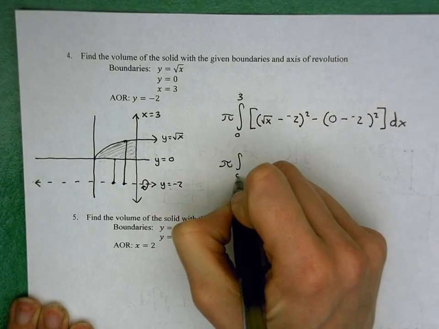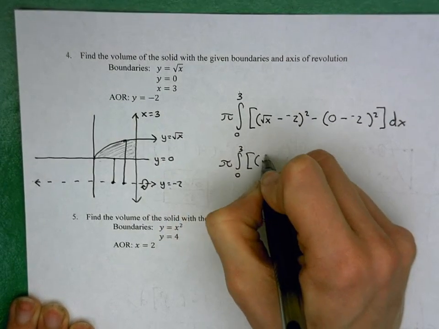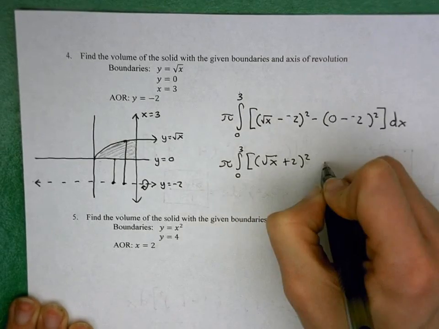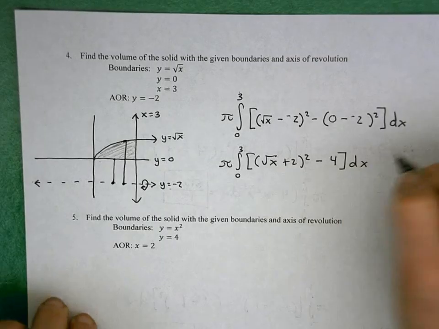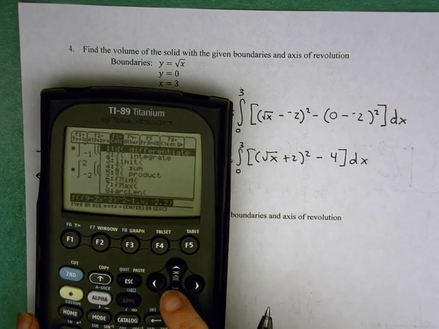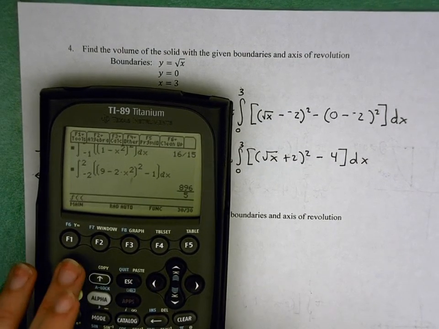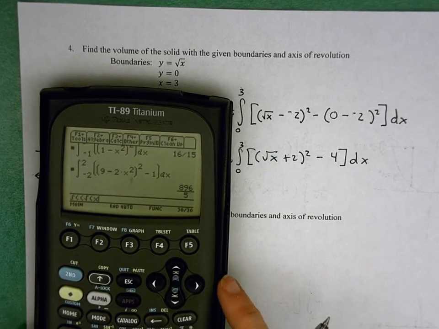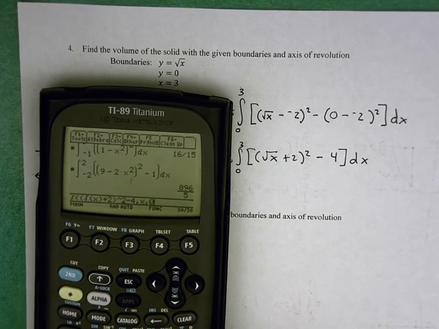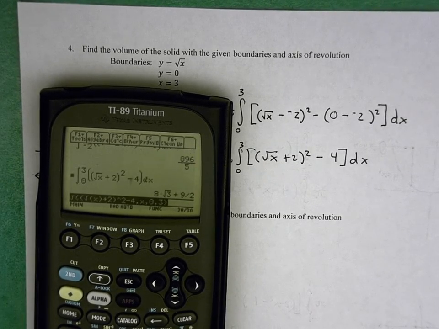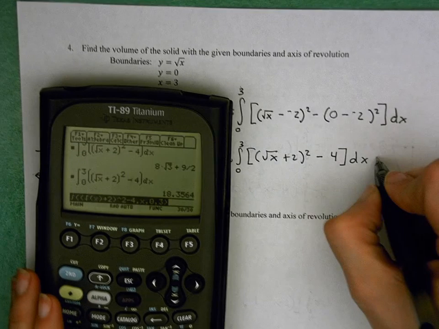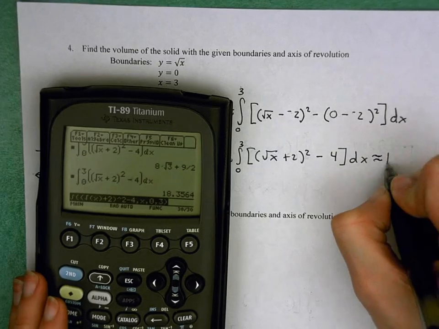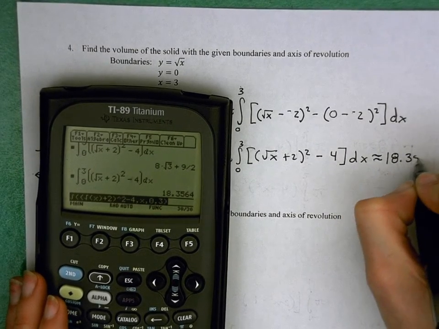Pi from 0 to 3 of root x plus 2 squared minus 4. And you plug all of that in. Root x plus 2, quantity squared, minus 4 dx from 0 to 3. Okay, we get 8 root 3 plus 9 halves, which is approximately, accurate to 3 decimal places, 18.356 pi.